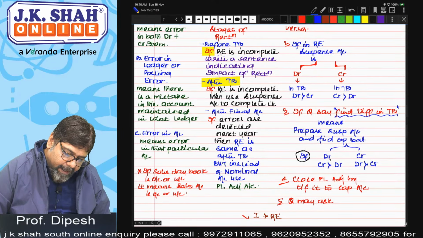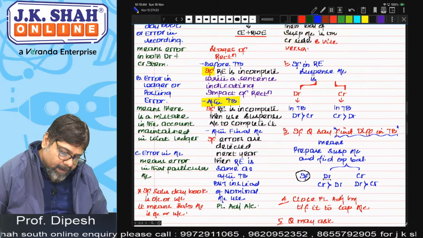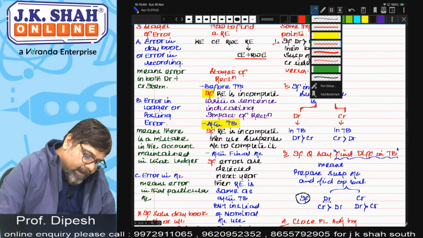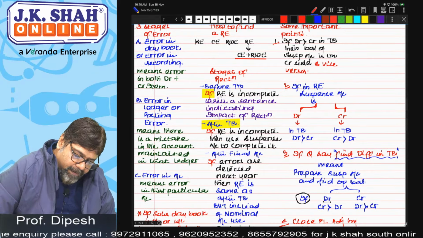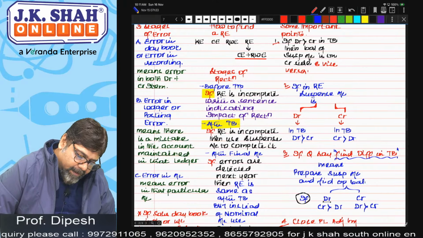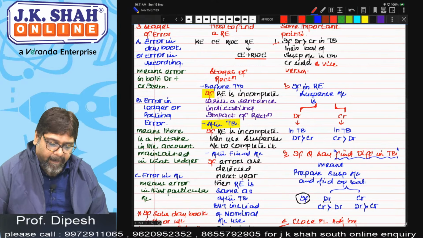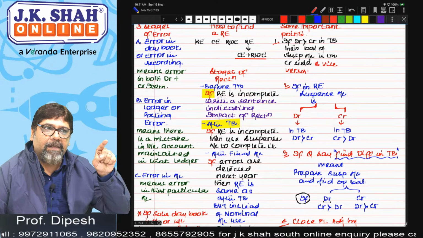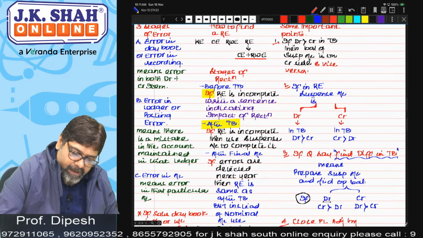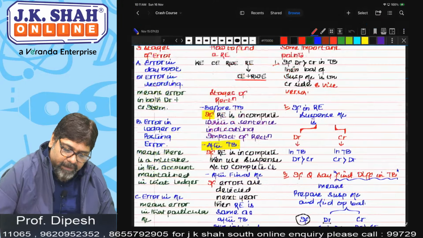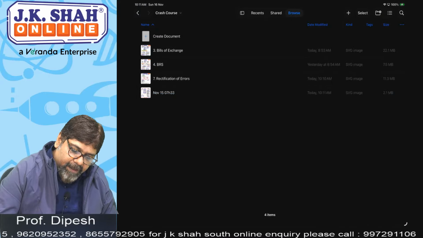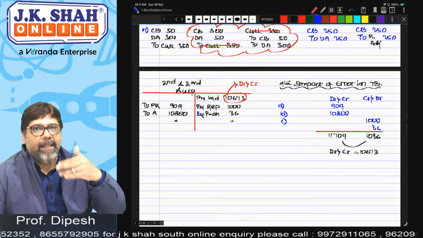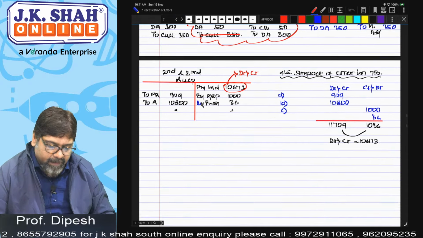If in the rectified entry suspense account is on the debit side, debit is greater; if on the credit side, credit is greater. Debit side means in the trial balance it was on the credit side. If in the trial balance suspense is on the credit side, then debit is greater. But instead of going through all that drama, we decided: if suspense is on the debit side, debit is greater. If suspense is on the credit side, credit is greater.